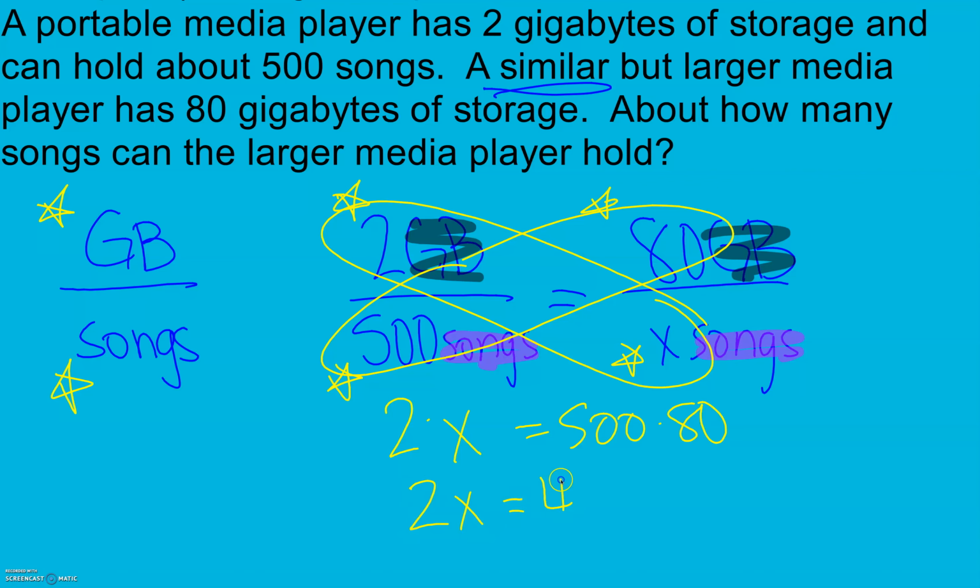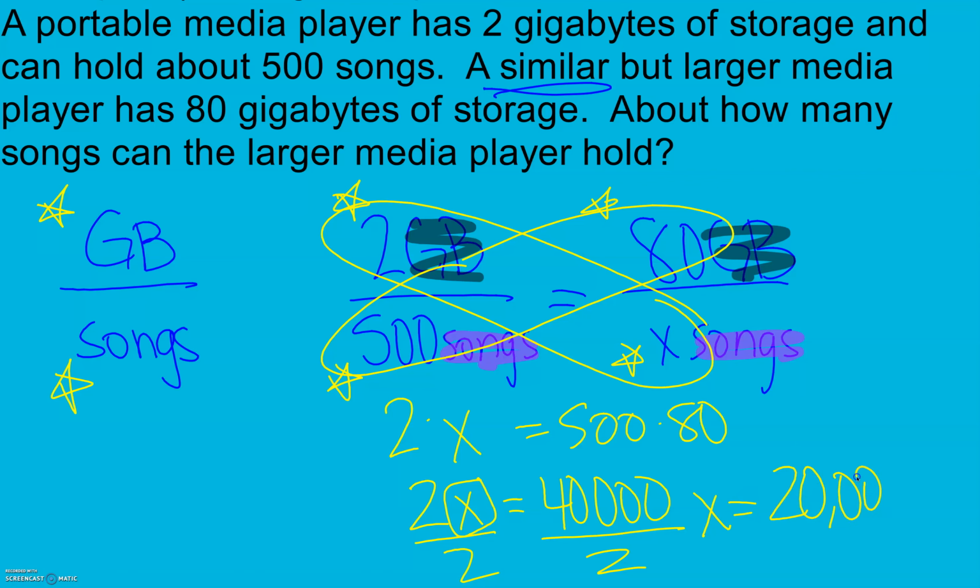Simplify both sides. X is being multiplied by 2, so we divide. And our second media player can fit about 20,000 songs as our label.